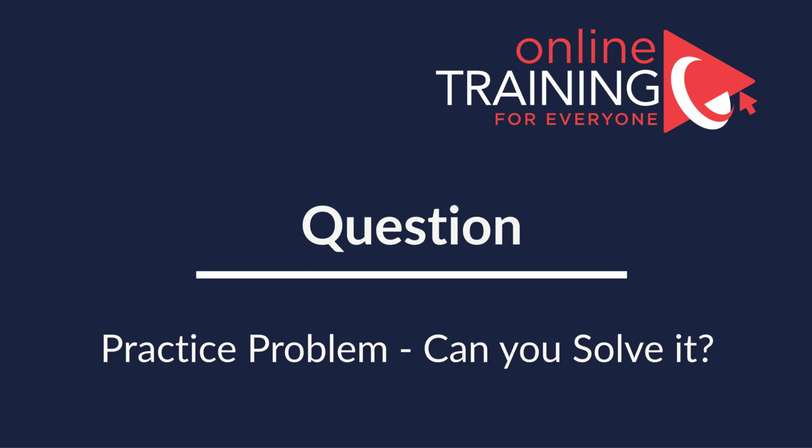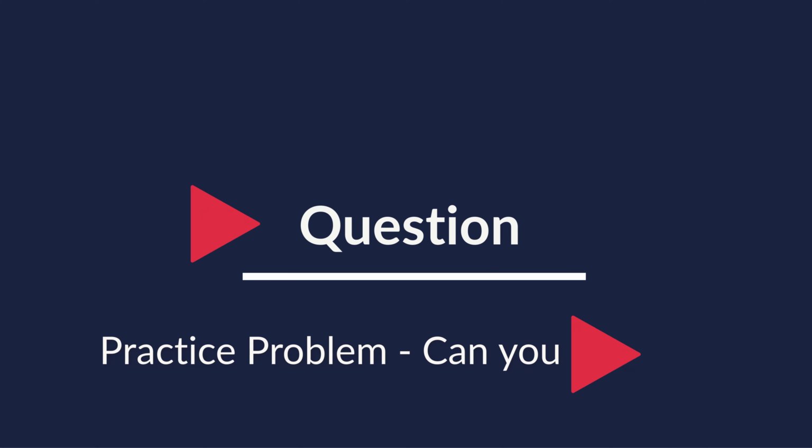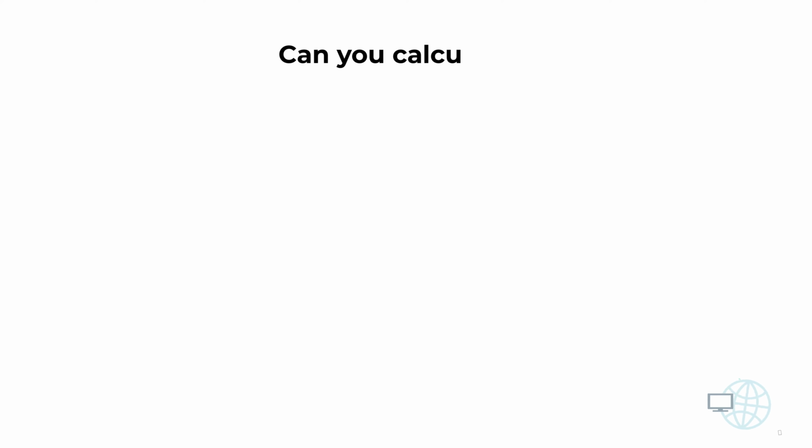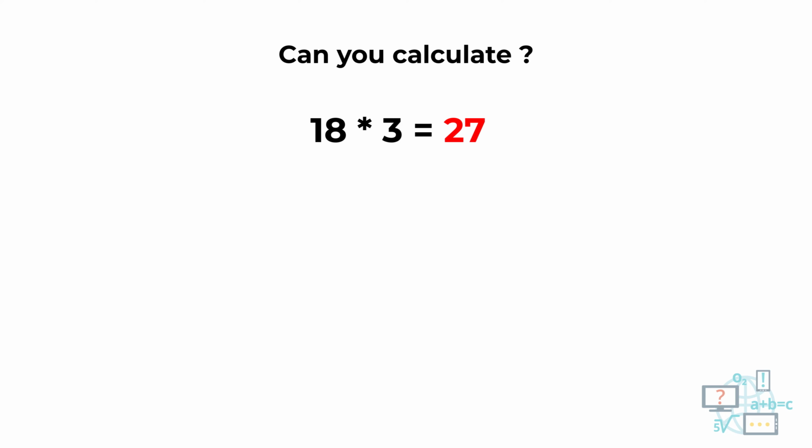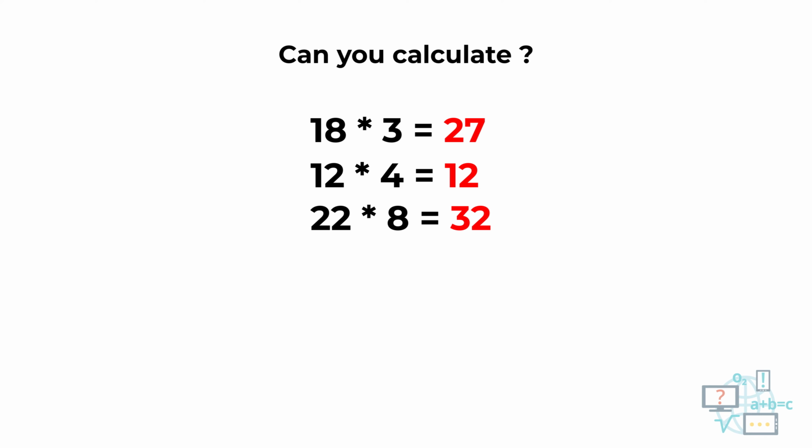And here is the practice question for you. You're presented with 3 full expressions, and you need to calculate the missing number in the 4th expression. Here are 3 full expressions: 18 by 3 equals 27, 12 by 4 equals 12, 22 by 8 equals 32, and you need to calculate the result of 12 multiplied by 9.